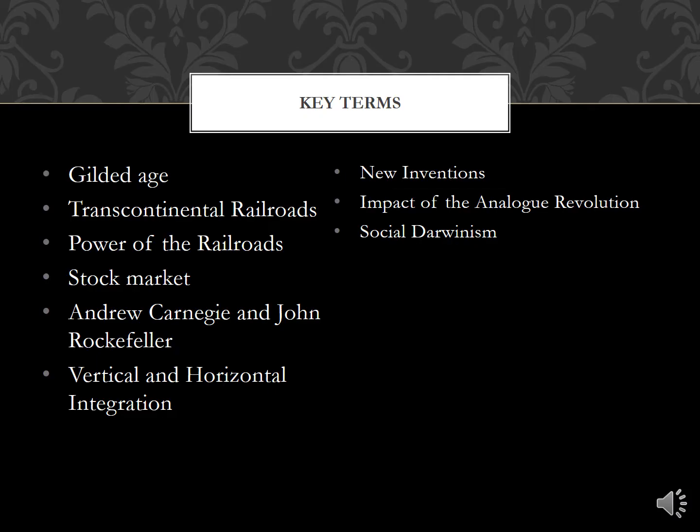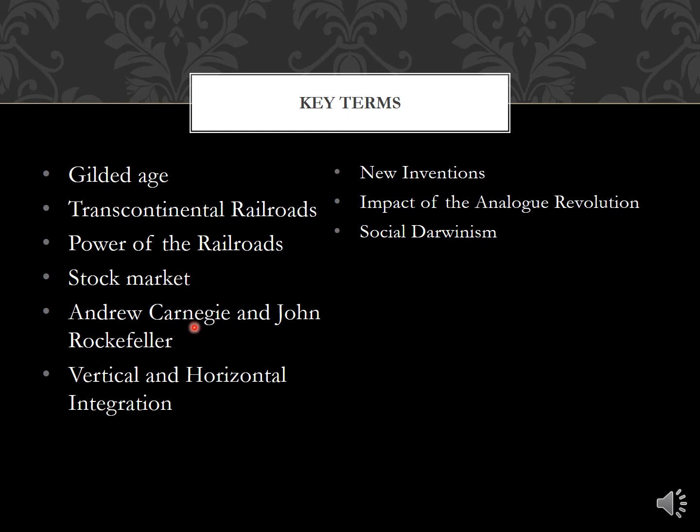So let's look at our key terms today. After we've defined the Gilded Age, we're going to talk about the transcontinental railroad and the power of the railroads. And then we're going to talk about the stock market, how it works and operates, and the importance of the stock market during this time period.